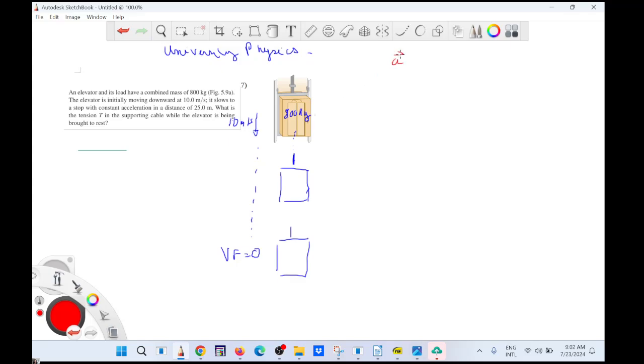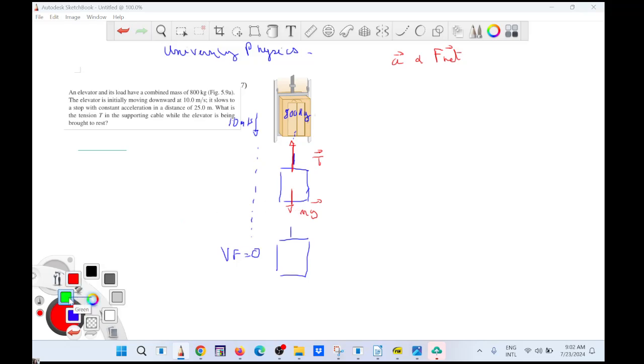Remember that the acceleration is always proportional to the net force. That means not only is it proportional in magnitude, but they both have the same direction. So if it's slowing down, the net force will be in this direction. So here is the tension that will provide the acceleration, and then down you still have the weight, but the tension has to be larger than the weight.